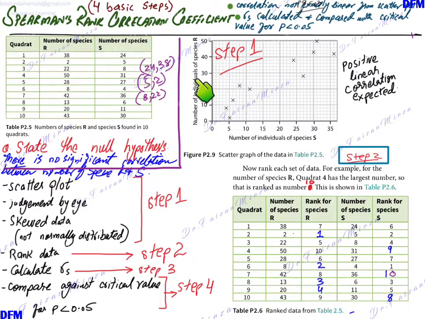What's the first thing that we'll do? We'll just make a scatter plot. We'll make a scatter plot taking species S here, species R. This can be taken otherwise as well because the variables are not dependent on one another. This is correlation. So I plot a scatter plot.